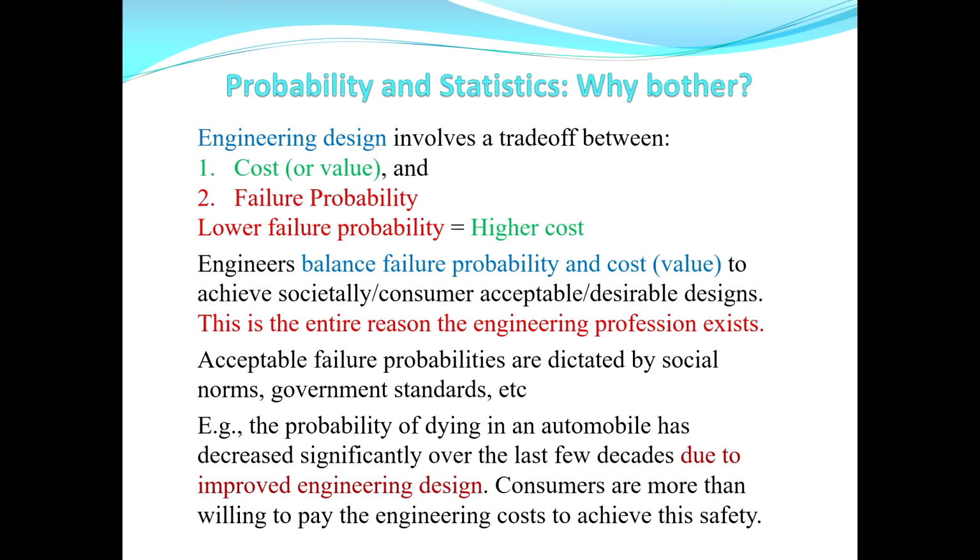In general, acceptable failure probabilities are dictated by social norms. This isn't true of all areas of engineering, but a lot of areas of engineering, certainly civil engineering. The required reliability of bridges and buildings and so on and so forth are dictated by governments and society. But it's also true of safety standards in automobiles and basically lots of other things that engineers are involved with.